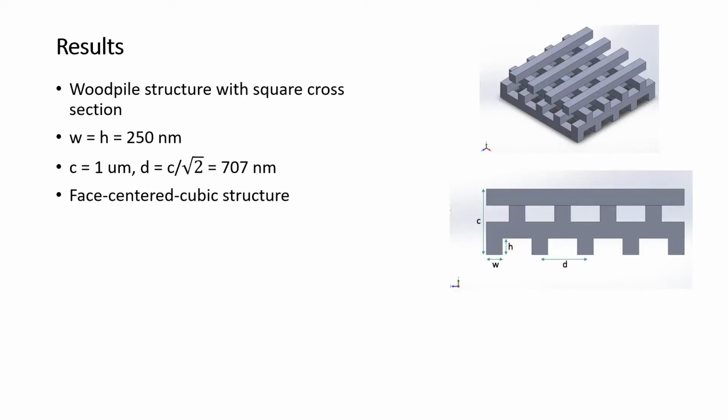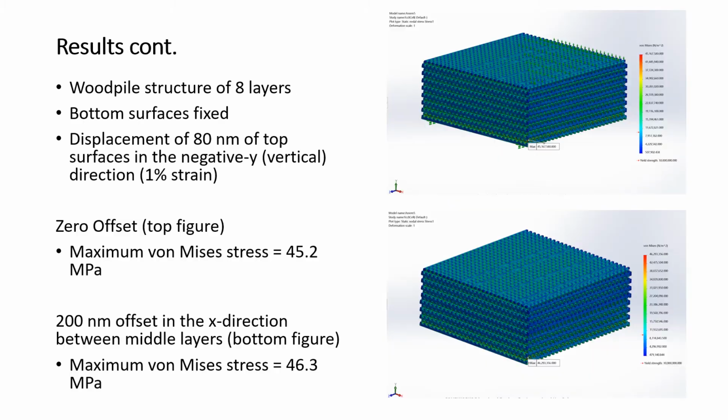I started with building a simple wood pile structure with square cross-section. The width and height of each rod are both 250 nanometers, and the vertical separation between identical layers is 1 micrometer. The horizontal separation between rods is 707 nanometers, which makes the structure a face-centered cubic structure. After a unit cell was made, several of them were assembled together into a larger structure with 8 layers.